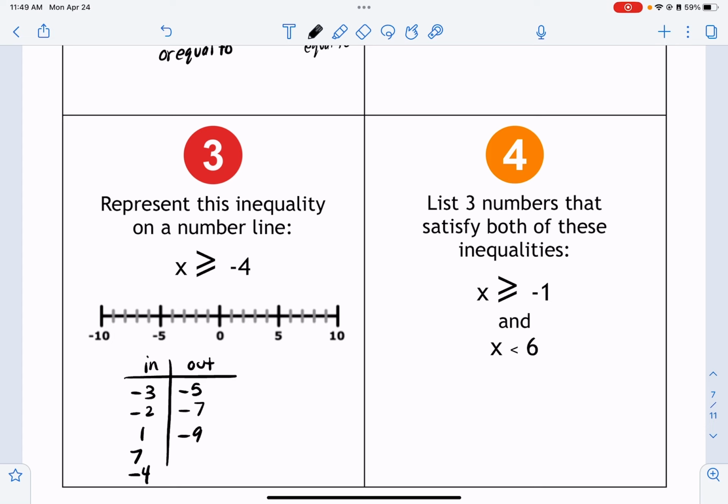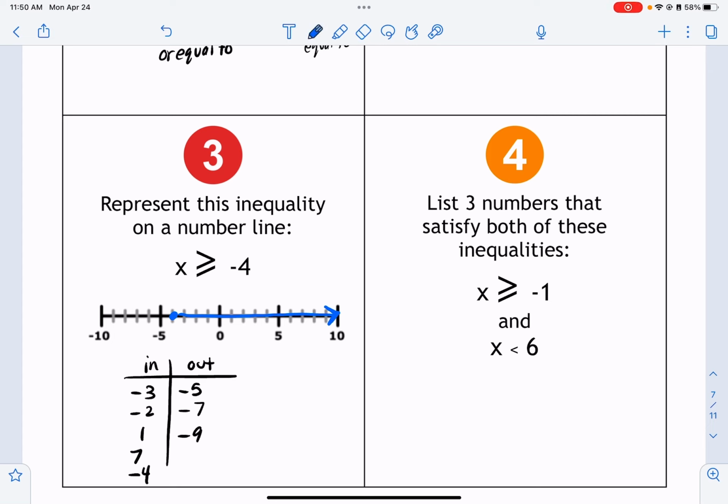Negative 4 is going to be our border point. I'll do this in blue here. Because negative 4 is included in the relation, and we want all the numbers greater than or equal to that, we are going to draw a line pointing right to say that 1 is included, 7 is included, negative 2 is included, all the numbers greater than negative 4 are included, and then this filled in dot means that negative 4 is included as well. Notice how numbers like negative 5, negative 7, negative 9 are not included.